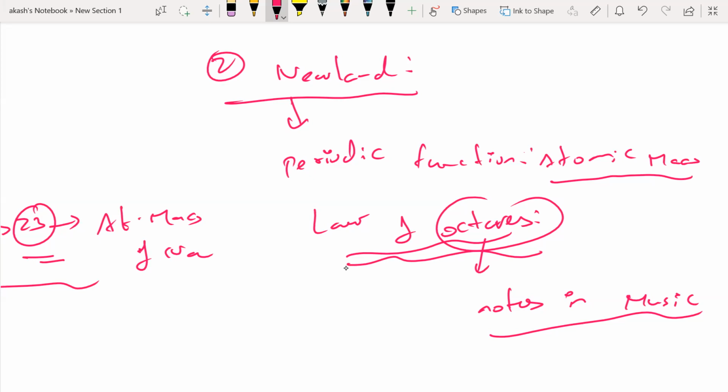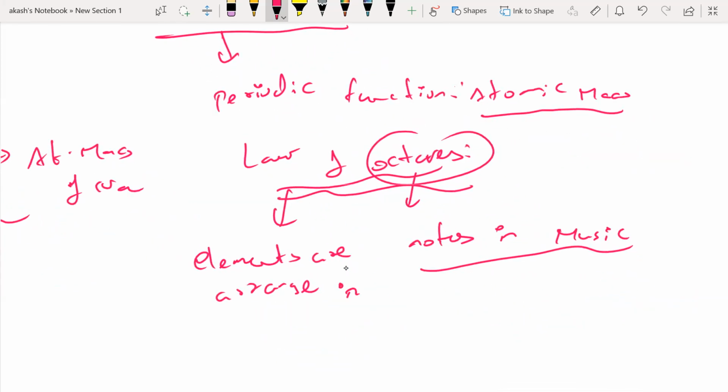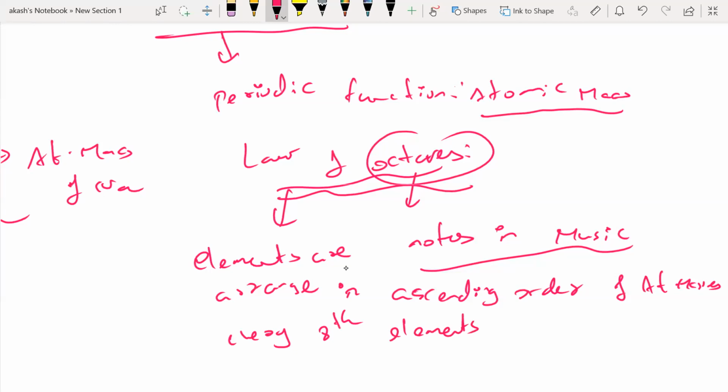So what he said is, if elements are arranged in the ascending order of atomic masses, say starting with 1, 2, 3, 4, 5, 6, 7, 8, we are going to arrange the elements in the ascending order of their atomic masses. If we do that, every 8th element will have similar properties.